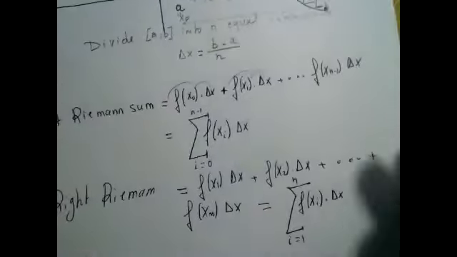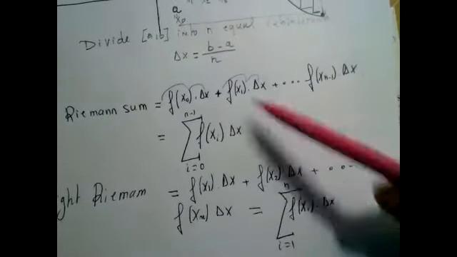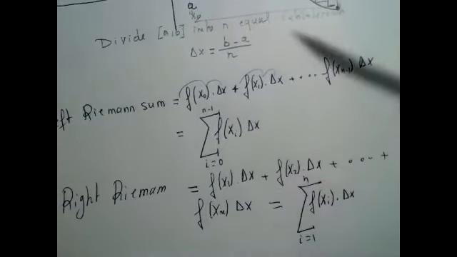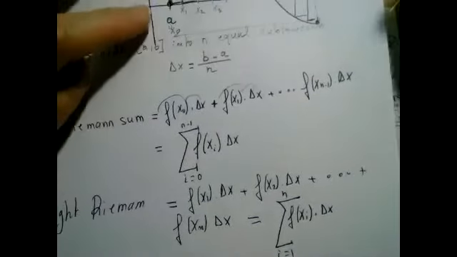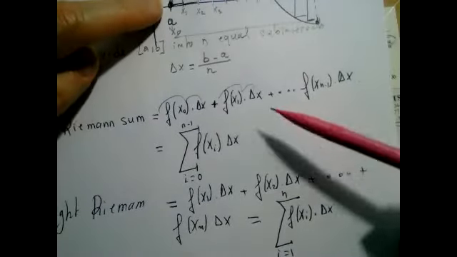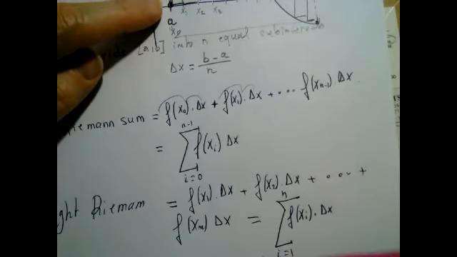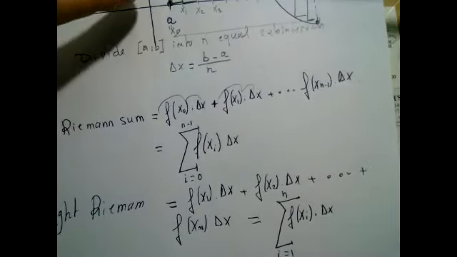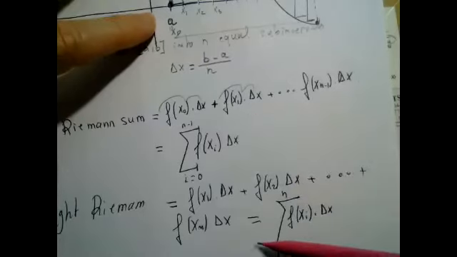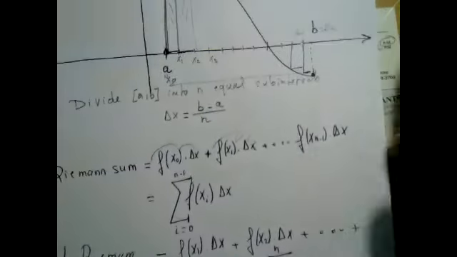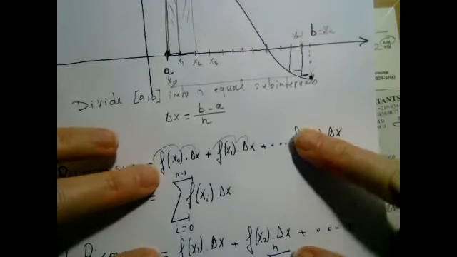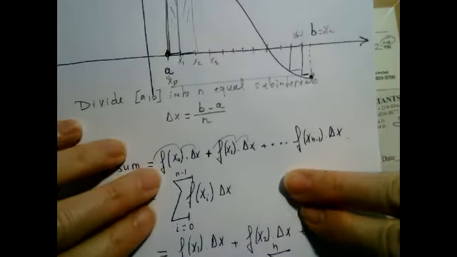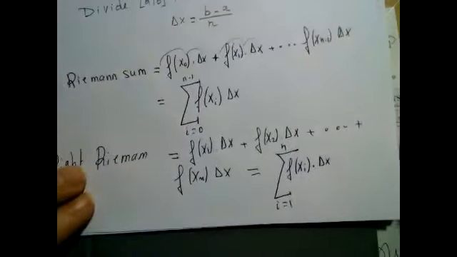Crucial. Now, the idea is when n takes large values, it means I subdivide this interval. Suppose I subdivide it into 10 pieces. I compute this sum and I compute this sum. Then I subdivide it into 20 pieces. I compute this sum, I compute this sum. Then we realize that when we take a lot of subdivisions, those two values actually become very close to one another.